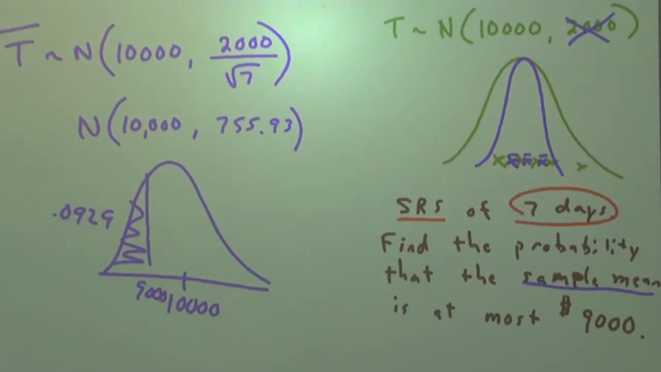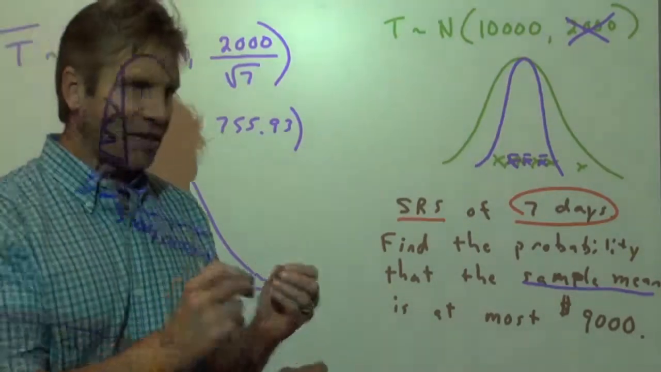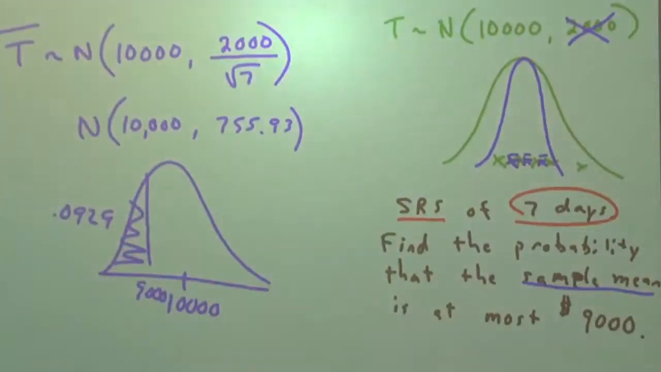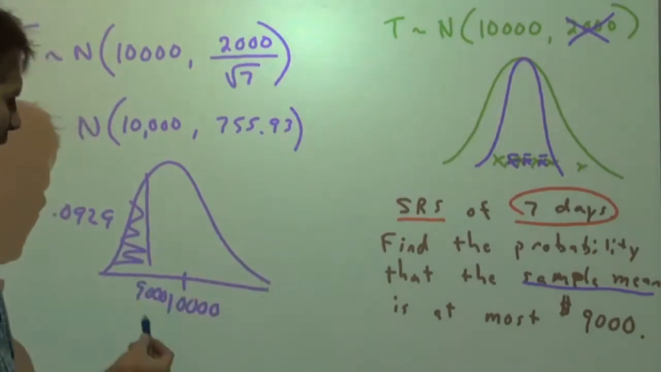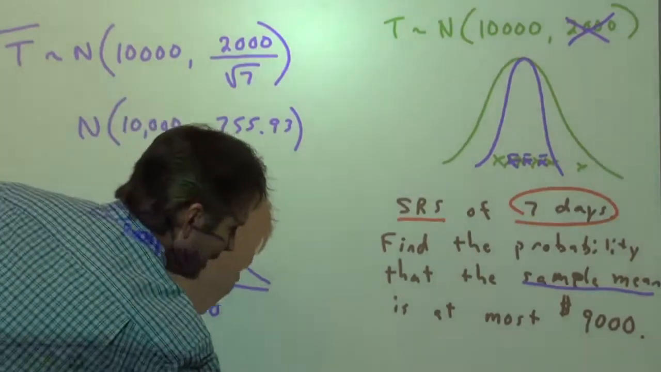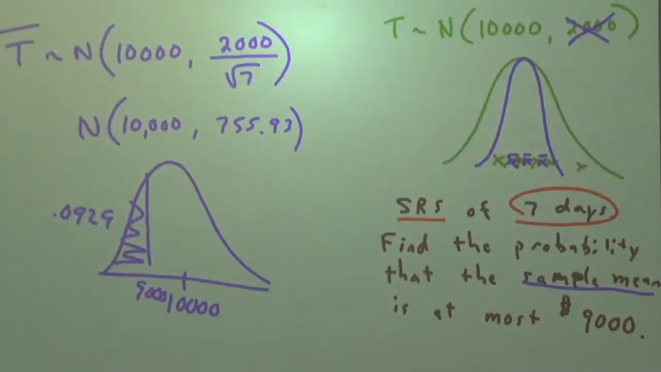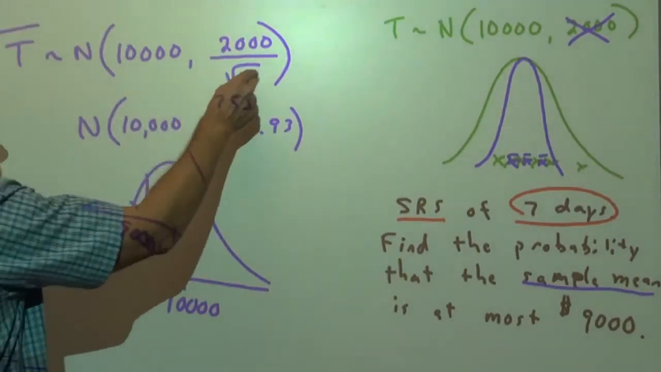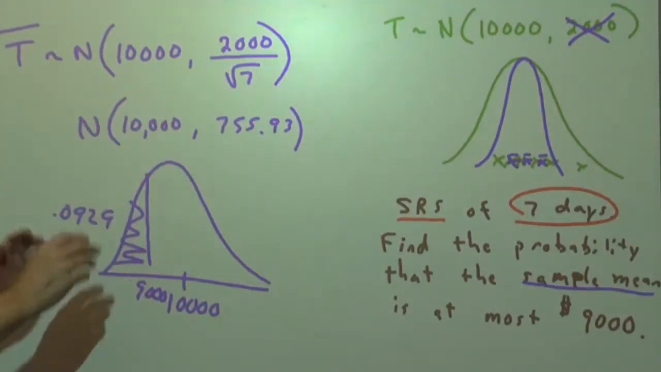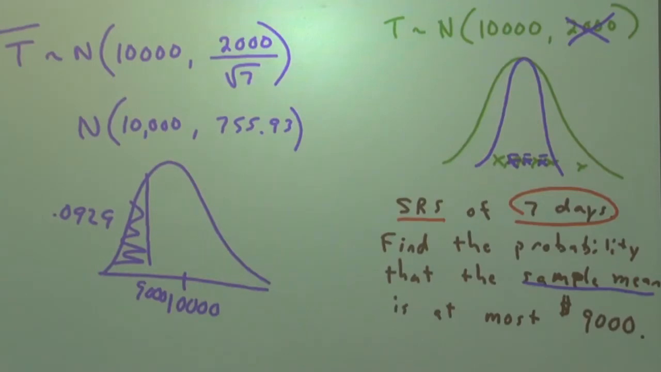So what that means is, if you randomly selected any 7 days and found the mean average, then only about 9% of the time would you get a mean average way down at $9,000 a day or less. The next time you sample, you probably get a mean up closer to 10,000 or above. But this is an initial idea of how sampling distributions of means work, how we change. Don't forget to always change the standard deviation down to this, and then it's the same old thing. You're using a normal distribution to find probabilities.